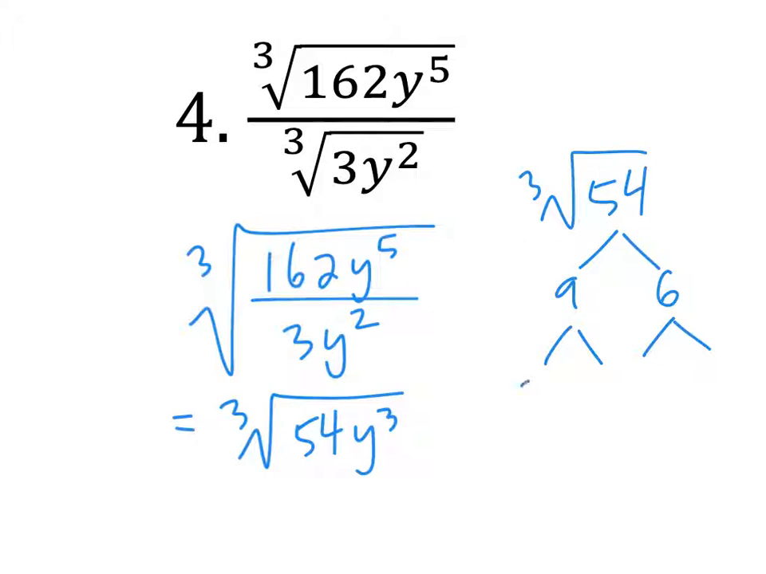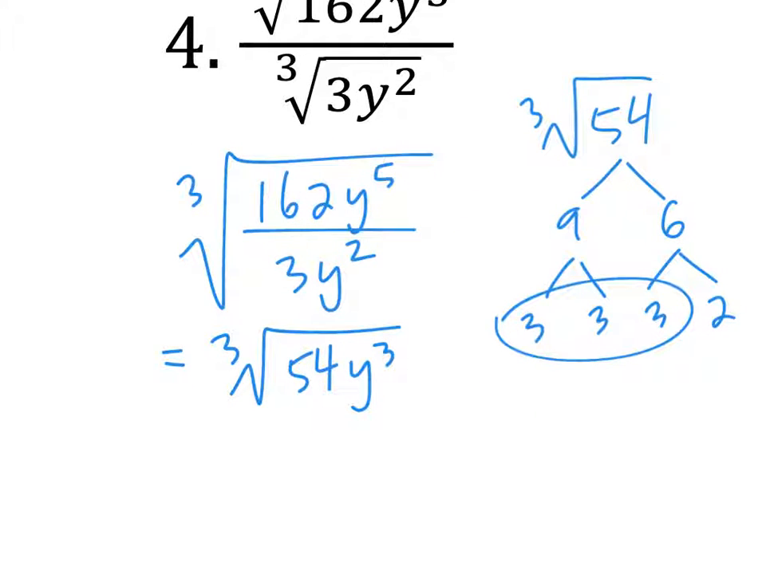Okay, 9 is 3 times 3. 6 is 3 times 2. So what you want to do is get it all the way down to the prime numbers. Then you look at which ones have 3 of a kind. That comes out. It depends on the index. If the index is 2, you look for 2 of a kind. If the index is 3, you look for 3 of a kind. So this becomes 3 comes out, 2 stays inside, and then there's a cube root. Make sure the index stays on there.